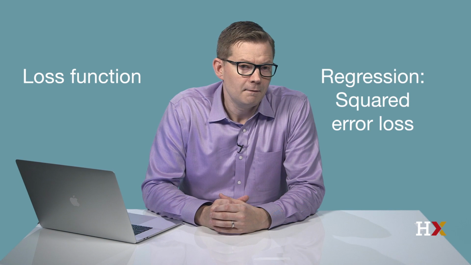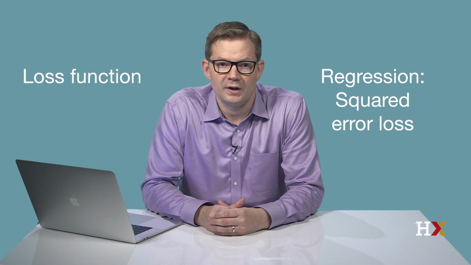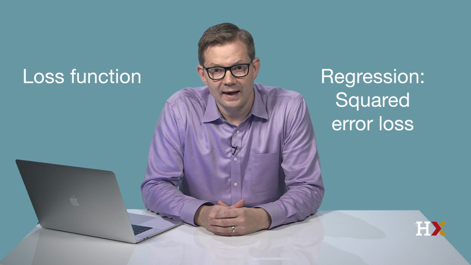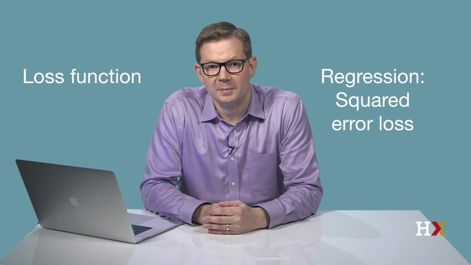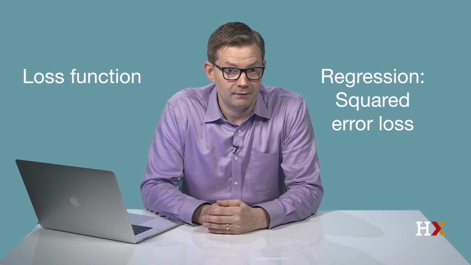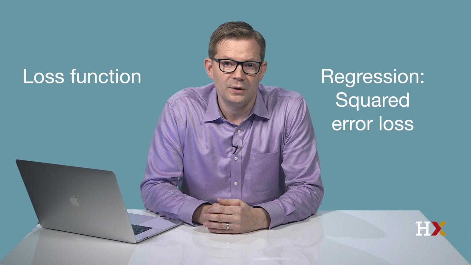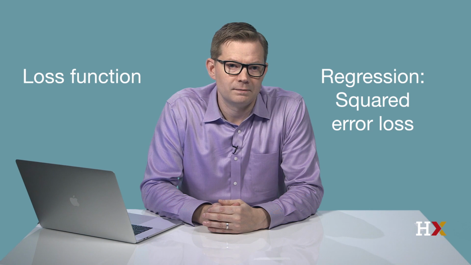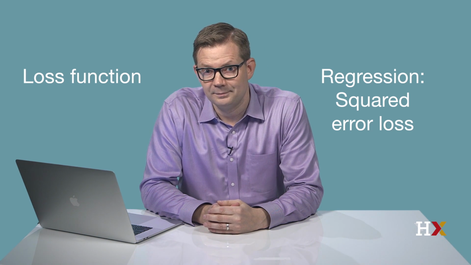First, in a regression setting, by far the most common loss function is the so-called squared error loss. And in that case, the best value to predict for a given x is the conditional expectation or conditional average of y given x. So what that means is that what we should predict is the average of all values of y that correspond to a given value of x.